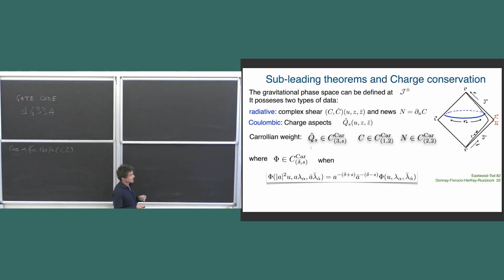And in order to understand what's going on, we know that at Scri we have a null geometrical surface, so we need to understand everything in terms of Carrollian symmetry, right?